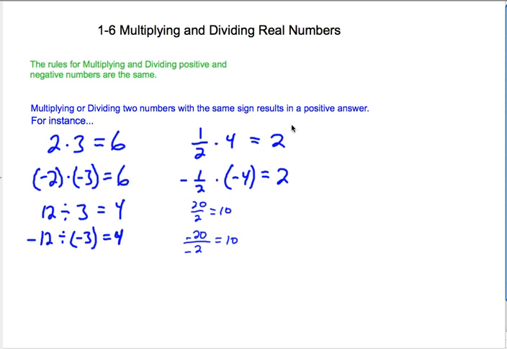Positive answer. The same is true if you put a fraction in there. So 1/2 times 4 is a positive 2. Negative 1/2 times negative 4 is also a positive 2. Remember, a fraction bar, like as in 20 over 2, means division, so 20 divided by 2 is 10, and negative 20 divided by negative 2 is 10. So anytime you're multiplying or dividing two numbers with the same sign, you get a positive answer.